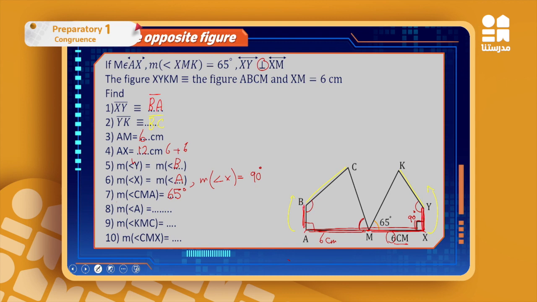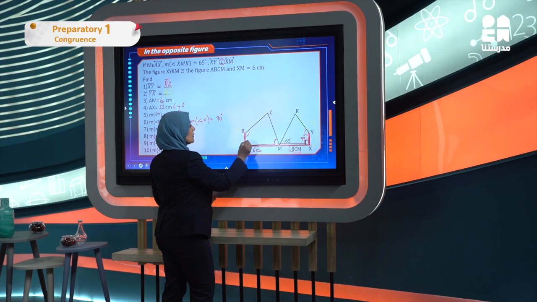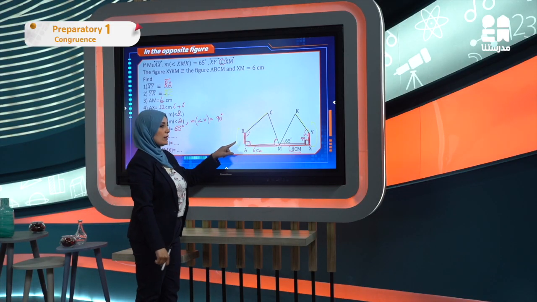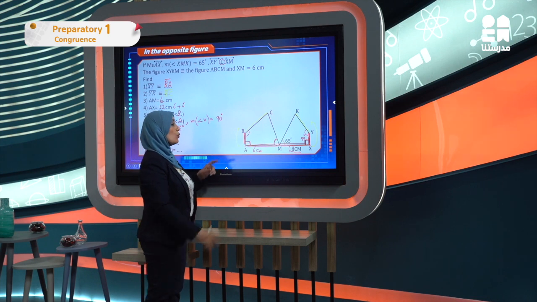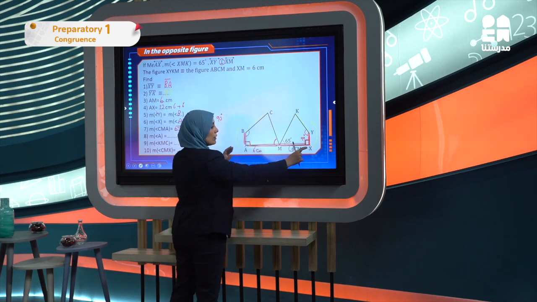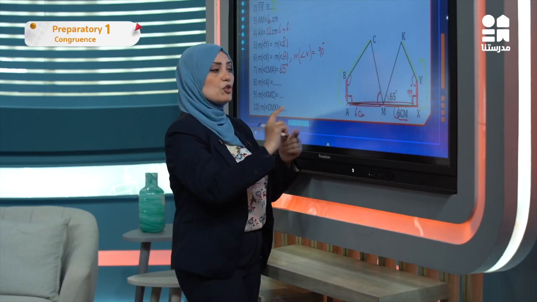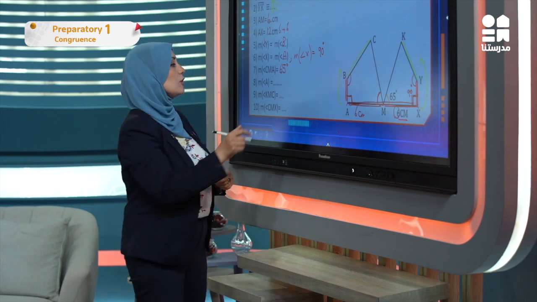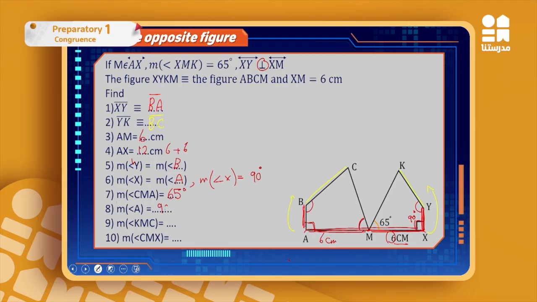Then, number 8, find the measurement of angle A. Where is A? This one. So here we have perpendicular lines, or it's congruent with angle X. So we have the same measurement, so immediately it's 90 degrees. One more time, the measurement of angle A is equal to 90 degrees because it's corresponding with angle X.